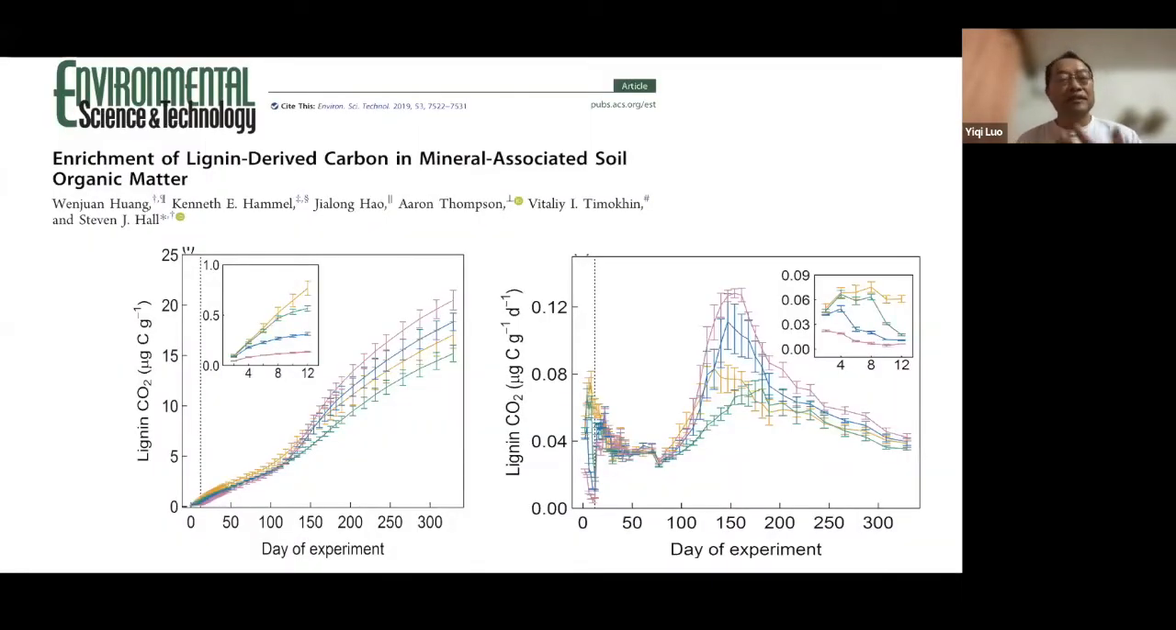At that time, she had gotten her paper published. And she showed the CO2 release from lignin decomposition. On one side is the cumulative CO2 release. On the other side, the panel showed the rate of CO2 release from lignin decomposition. Particularly, you can see the CO2 release from lignin decomposition has a pattern.